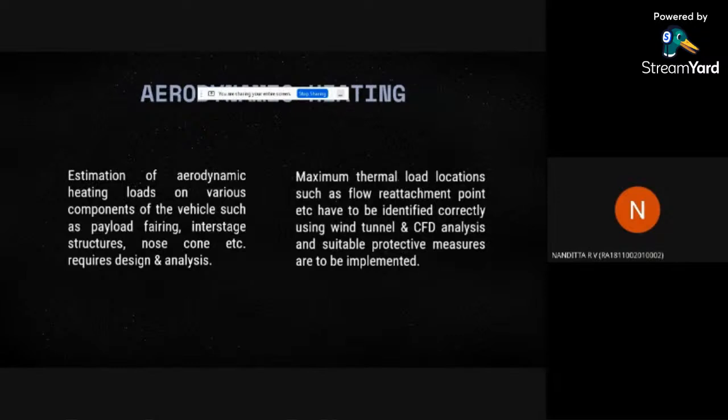Next is the aerodynamic heating. The estimation of aerodynamic heating on the various components of the vehicle, such as payload fairing, interstage structures, nose cone, and many others, requires careful design and analysis. Maximum thermal load locations, such as the flow reattachment point, have to be identified correctly. How can these be identified? For example, we can use a wind tunnel or computational fluid dynamics software to analyze the airflow, that is, analyze the aerodynamic heating, and suitable protective measures should be implemented.